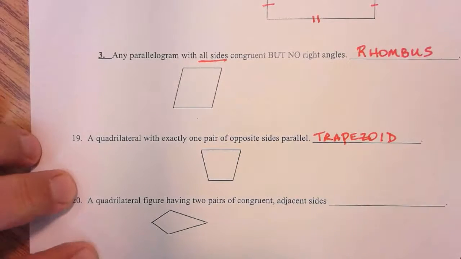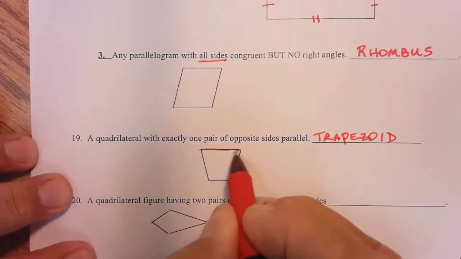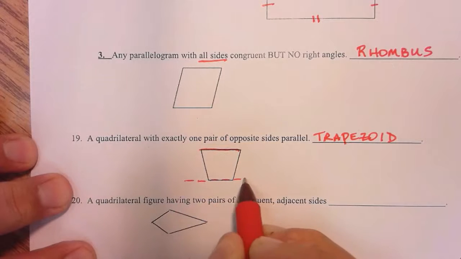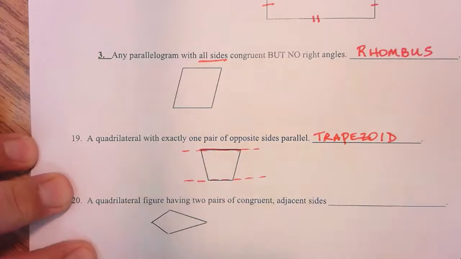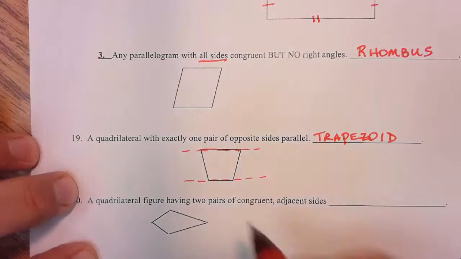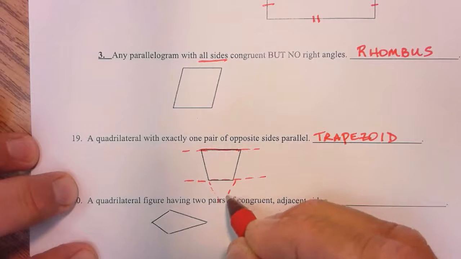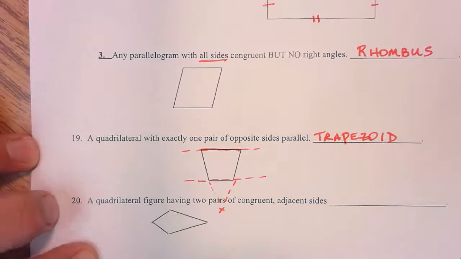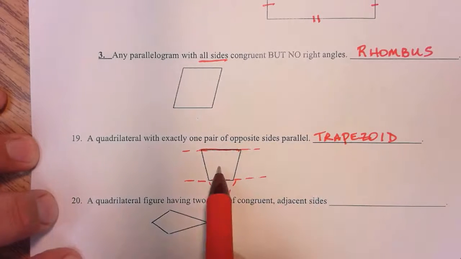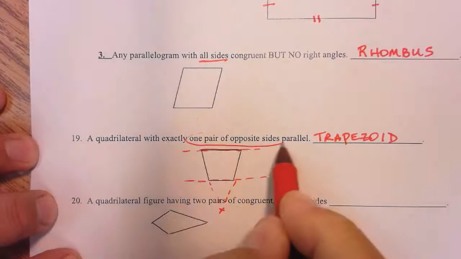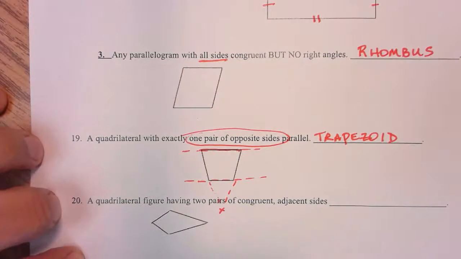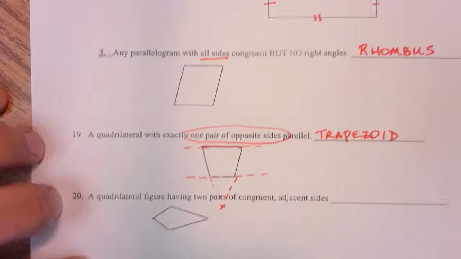a trapezoid has 1 pair of parallel sides. In other words, if you notice, these 2 sides are going to run parallel, but these 2 sides would eventually touch and intersect somewhere down here. So a trapezoid is a quadrilateral with only 1 pair instead of both sets. So that's why it's not a parallelogram.